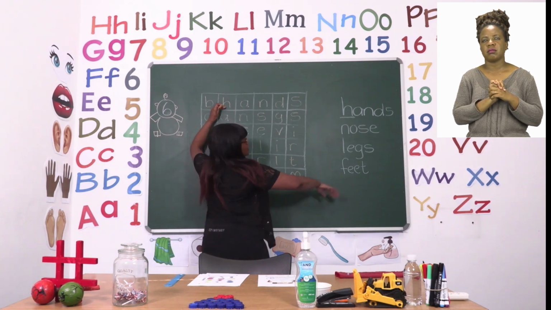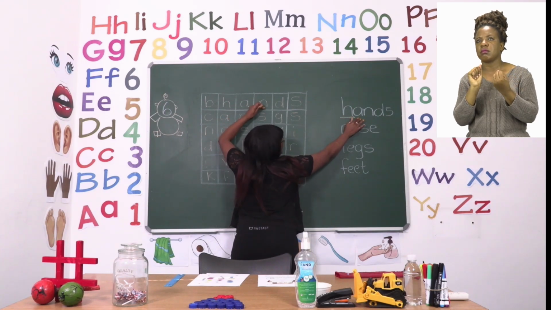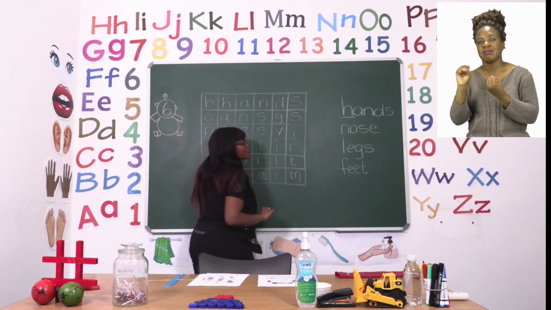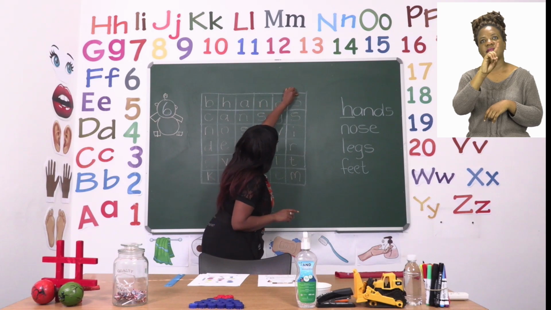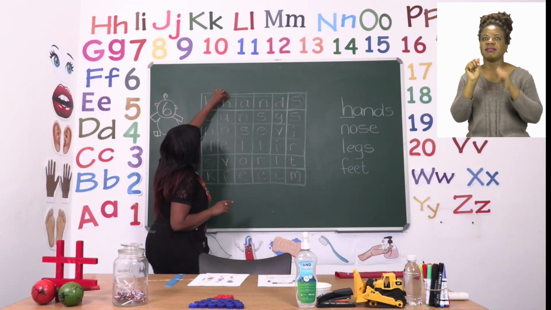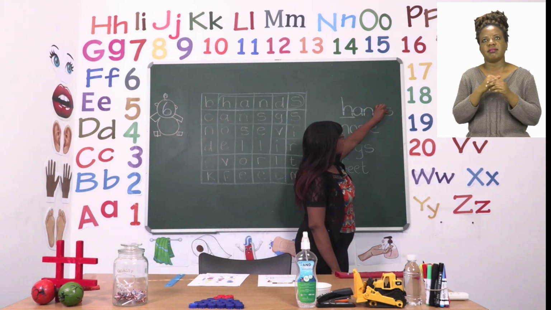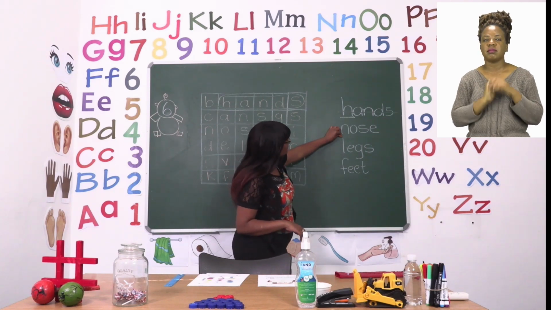We have an H here, an A, an N, a D, and an S. So that means the word hands has been found. Well done, everyone. Make sure you circle neatly so that we can still see the word. And then after that, cross it out so you don't have to look for it again. The next one we're going to look for is nose.